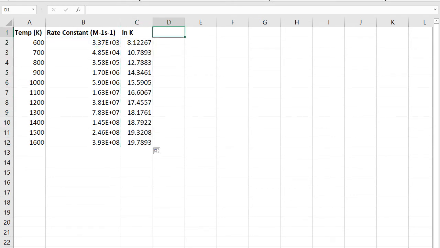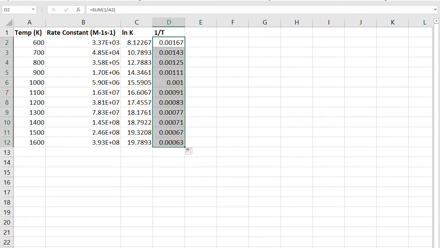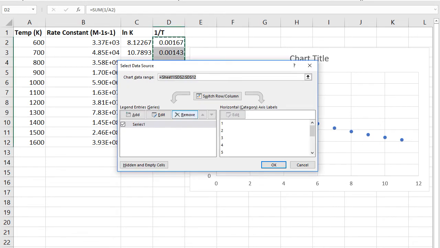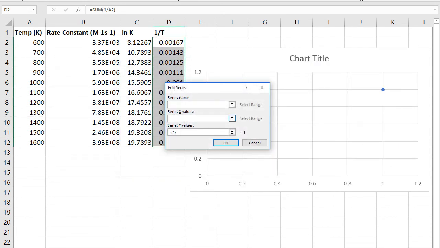So what I've done here is we have some information from a chemical reaction. I'm using Excel to find the natural log of the temperature, the natural log of the rate constant, and 1 over the temperature, because those are the two items we need to plot. We can't just plot temp and rate constant. We have to plot the natural log of the rate constant and 1 over the temperature.